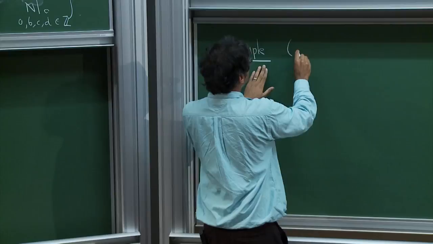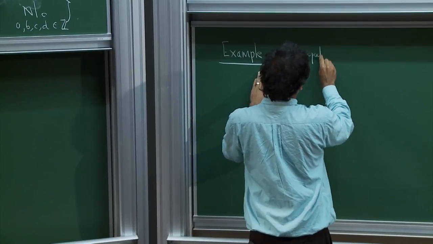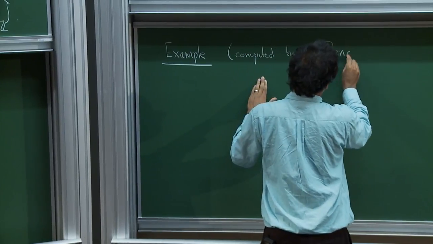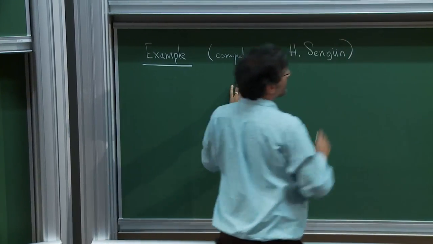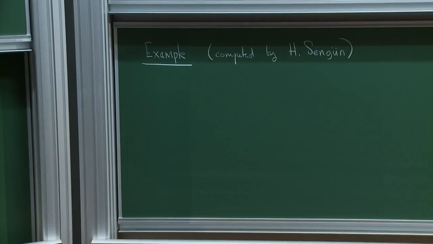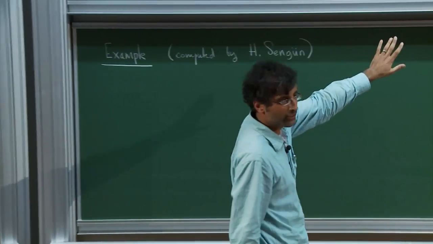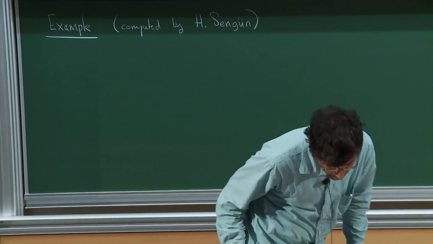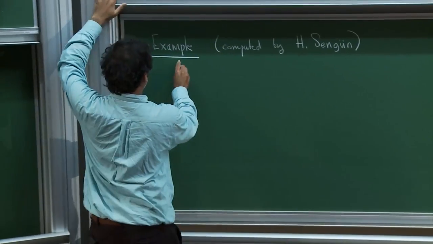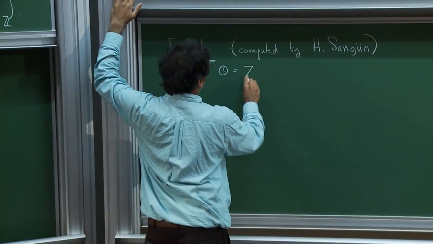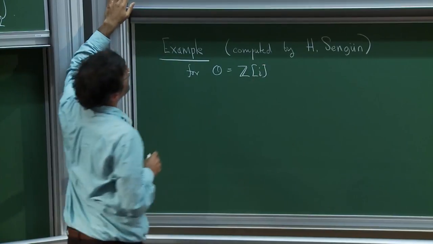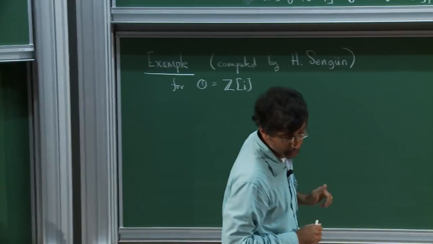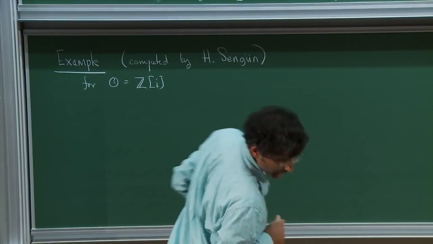Okay, so I'm going to give you some data that was computed by Haluk Sengun. And it was computed in response to a conjecture that Nicolas Bergeron and I made. Now, I'll say the conjecture in a moment, but let me show you the data first. So this is for O is Z of i. And I believe that this data is actually not for SL2, but for PSL2.